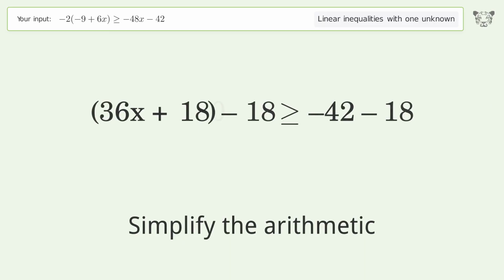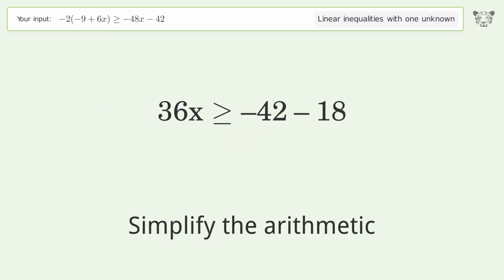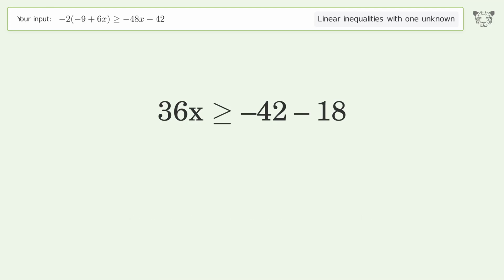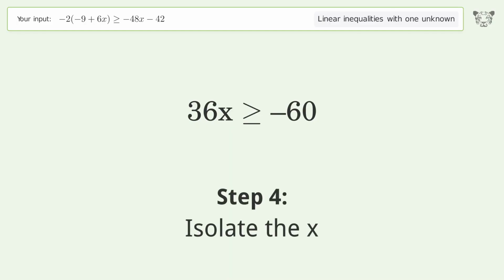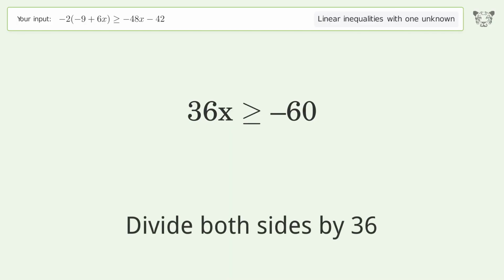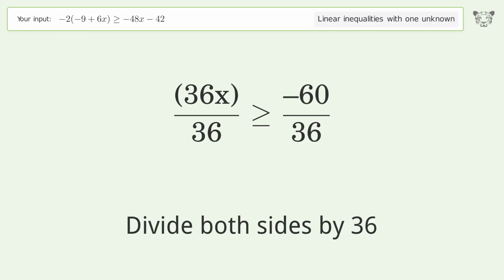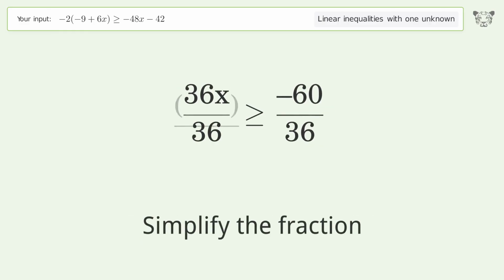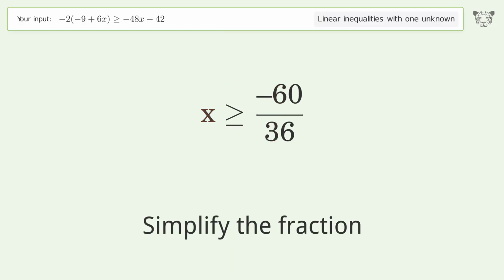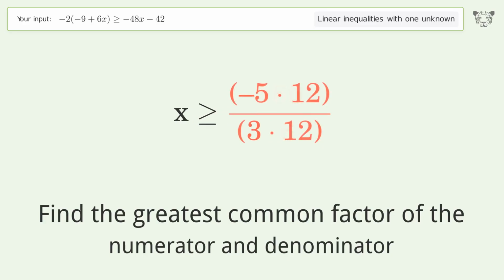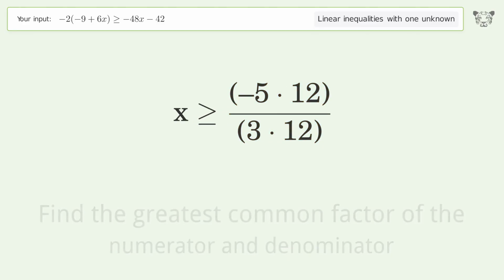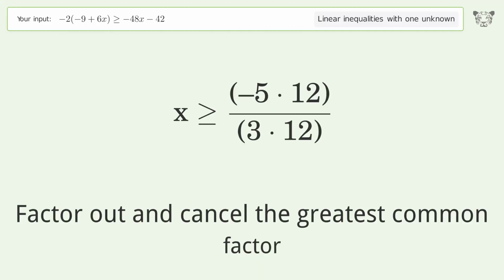Simplify the arithmetic. Isolate the x. Divide both sides by 36. Simplify the fraction. Find the greatest common factor of the numerator and denominator. Factor out and cancel the greatest common factor.